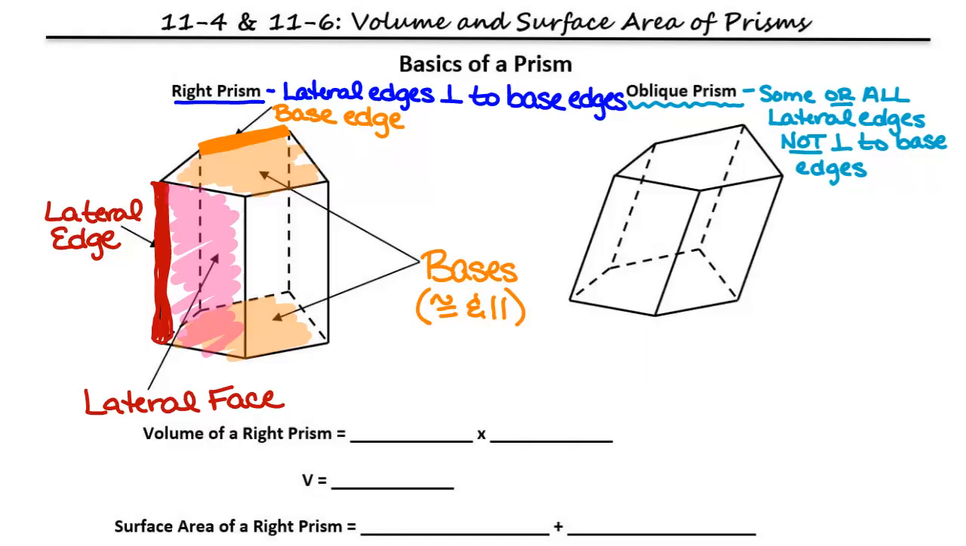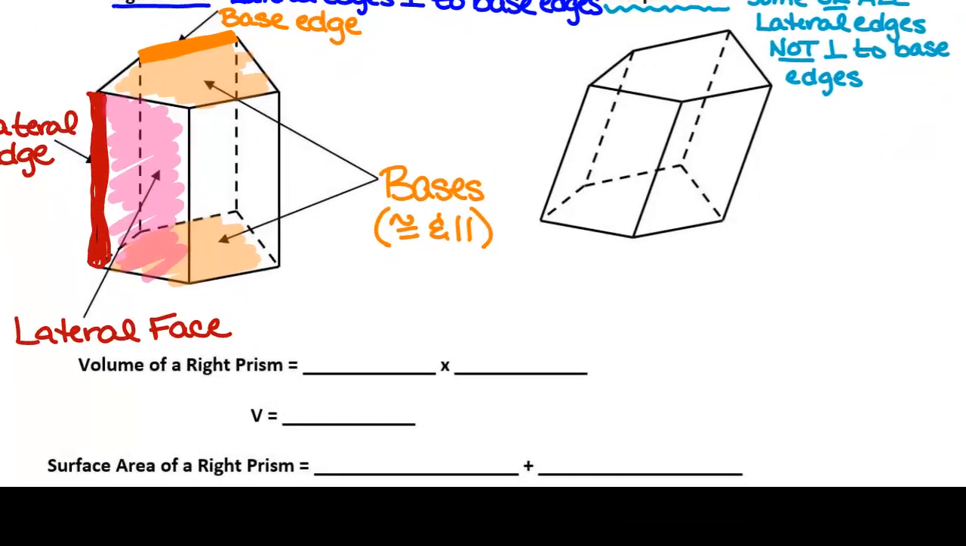The bases will always be the same shape as each other. They will always be congruent and parallel. The lateral faces will always be rectangles. So the lateral edges will be the sides of the rectangles that touch both of the bases. And the base edges are the edges that go around our base.